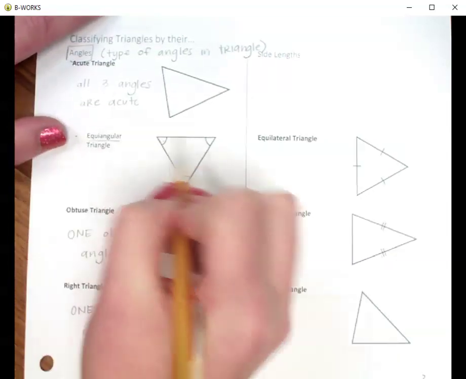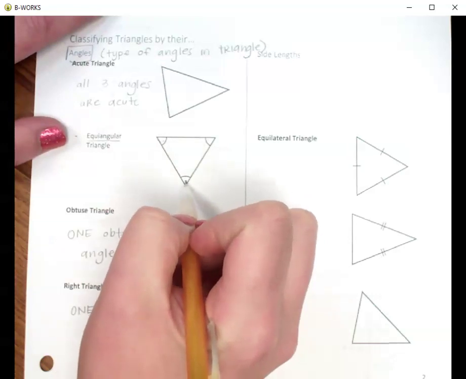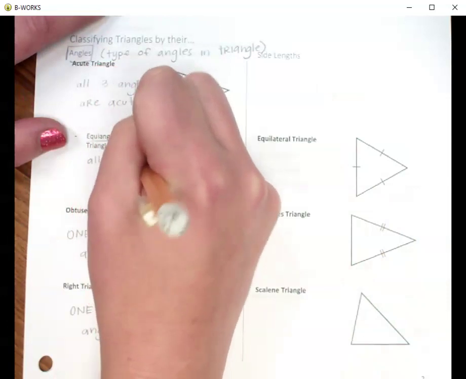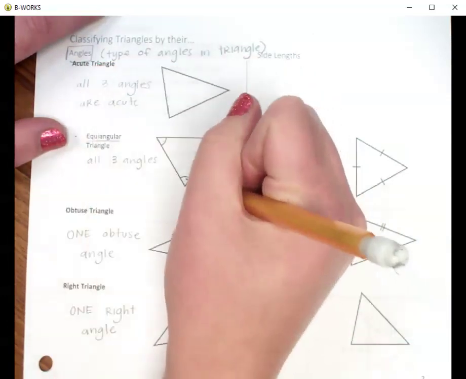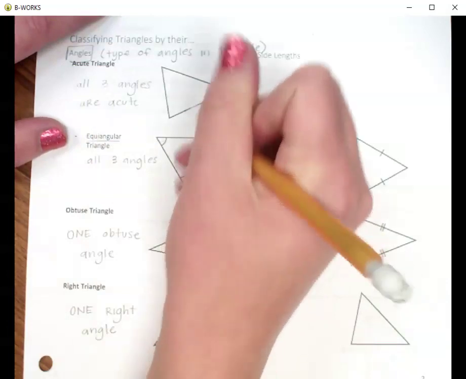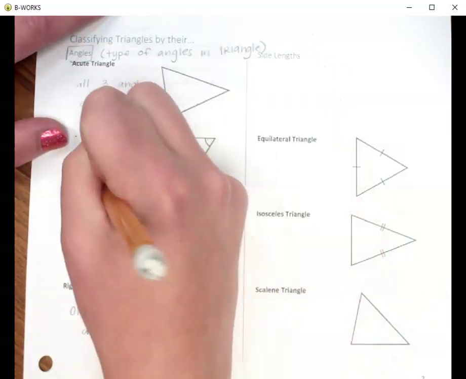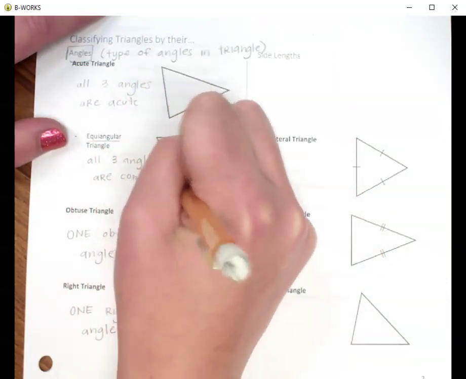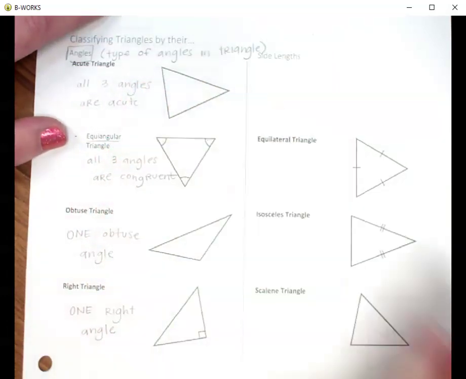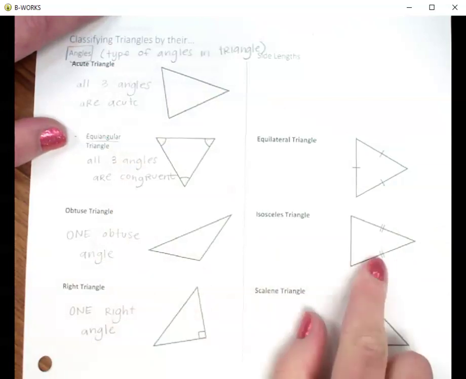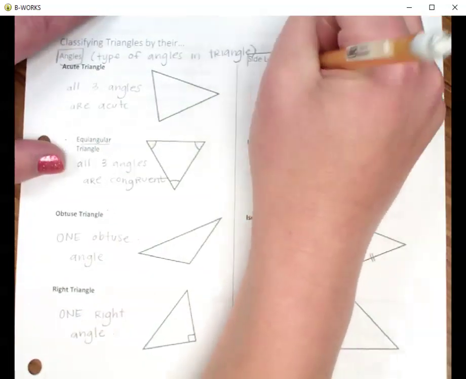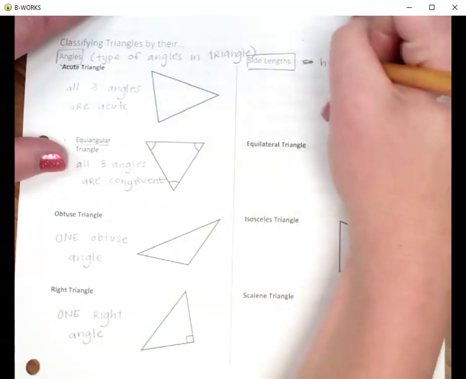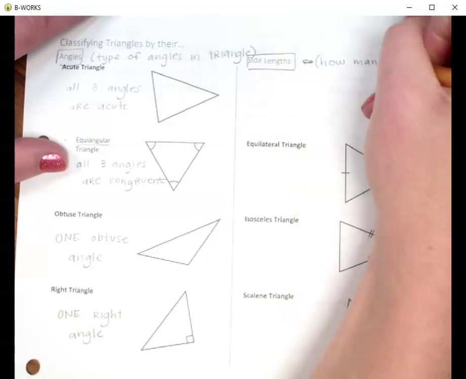Equiangular just means that all three angles are congruent, and those equiangular triangles will also be acute triangles. And we'll talk more about that in section 2. But we can also classify triangles by their side lengths. Now the side lengths, we are looking at how many congruent sides there are.